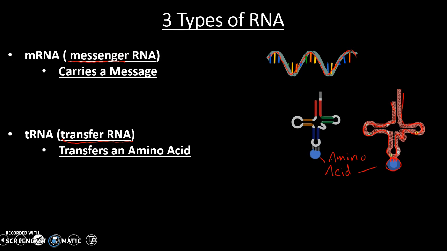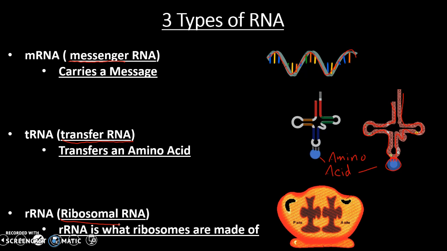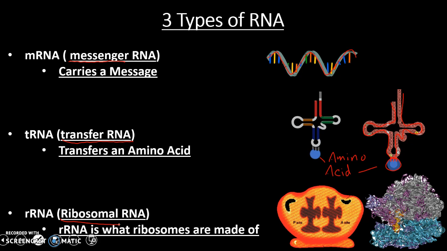And the third type of RNA that we're going to talk about is rRNA, or ribosomal RNA. Now, what ribosomal RNA is, it's what makes up ribosomes, okay? So this is one image of a ribosome, and here's a more realistic one. And this would be all the different RNAs that are coiled together to form the ribosome. Okay. These two types of RNA is what we're going to talk about mostly, mRNA and tRNA.